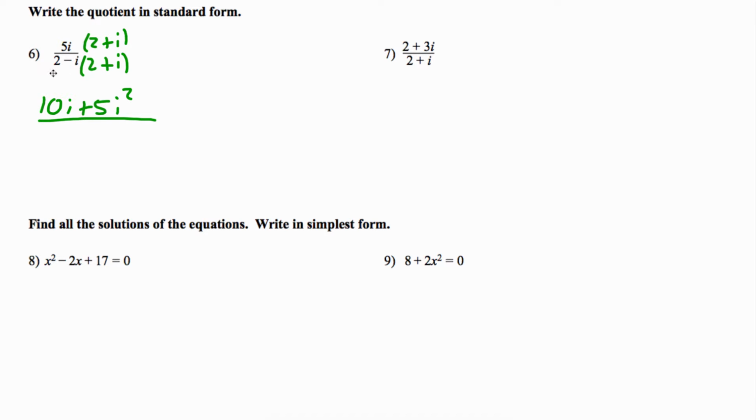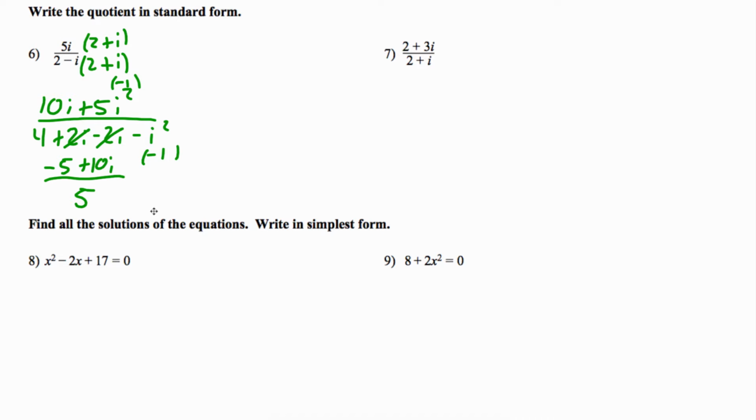On bottom, we're going to have to FOIL this out, so 2 times 2 is 4, 2 times i is plus 2i, negative i times 2 is negative 2i, and negative i times i gives us negative i squared. On bottom, we can cancel out the 2i and the negative 2i. This i squared on the end is a negative 1, so if we go 4 minus negative 1, that ends up giving us 5 on the bottom of the fraction. On top, we've got this i squared on the end, so we can turn that into a negative 1 as well. This negative 1 is going to turn the 5 into a negative 5. And then we've got this plus 10i.